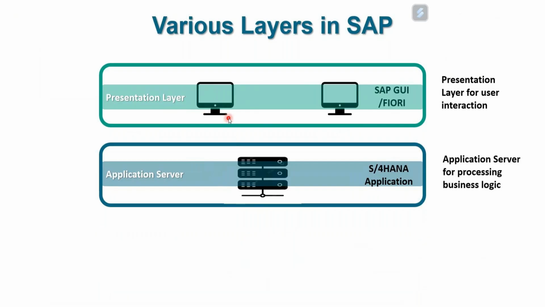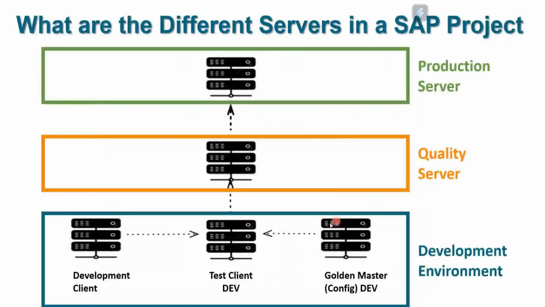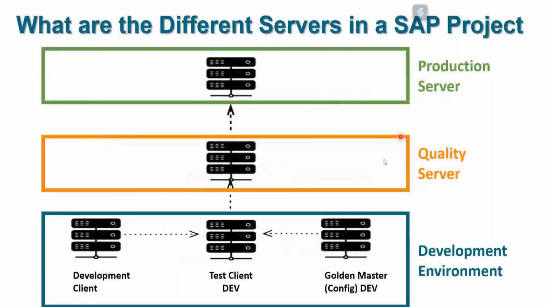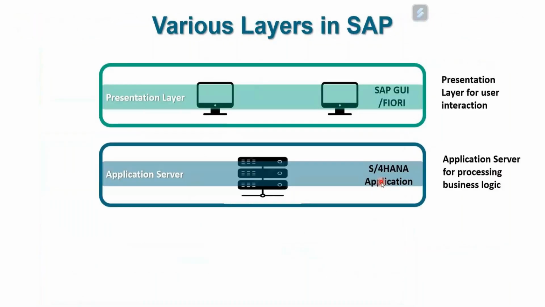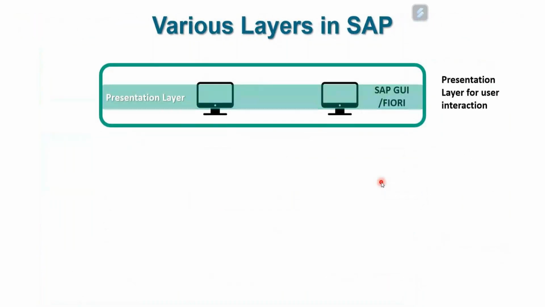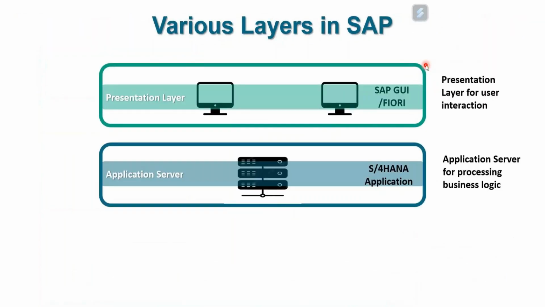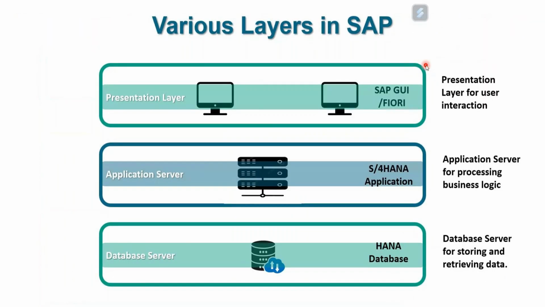Now, each of these servers have the same setup. So a development environment has a presentation, application, and database. A quality server is also broken up into presentation, application, and database. A production server is also broken up into presentation, application, and database. So everywhere it is going to be three levels. And that's why it used to be called R3 earlier.